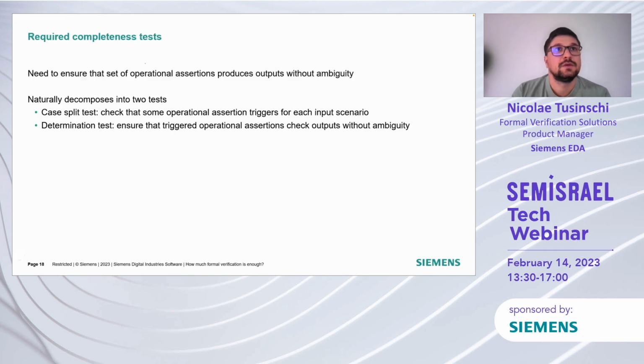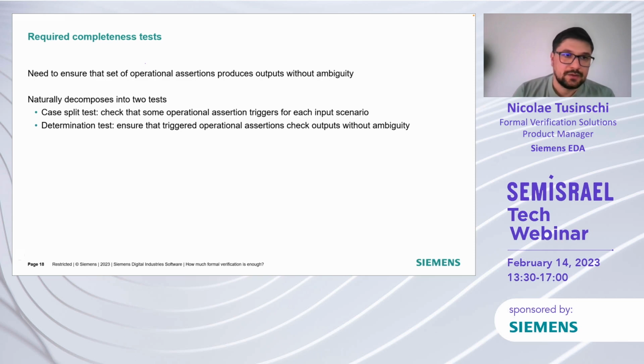Naturally it decomposes into two tests. The case split test checks that some operational assertion triggers for each input scenario. And then we have the determination tests that ensure that the triggered operational assertions check outputs without ambiguity.